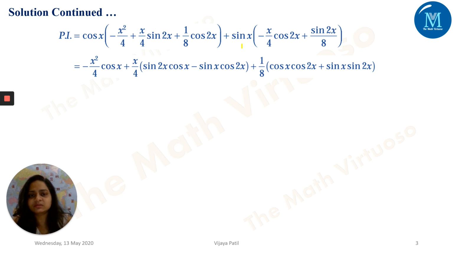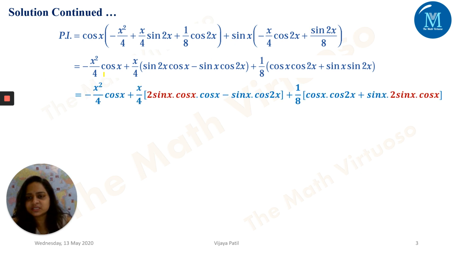We have to go on simplifying this factor now. So cos of x is getting multiplied inside, sine of x will go inside here. So we are going to get it here: minus x square by 4 cos of x plus x by 4 sine 2x cos of x.